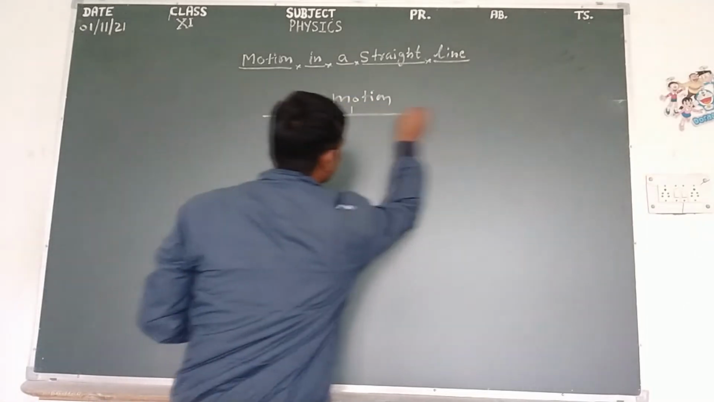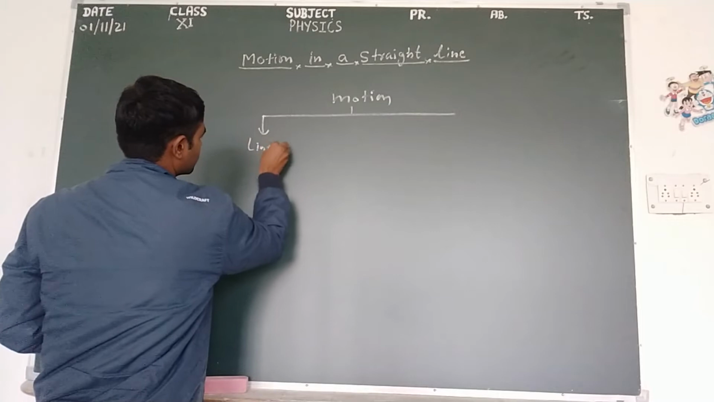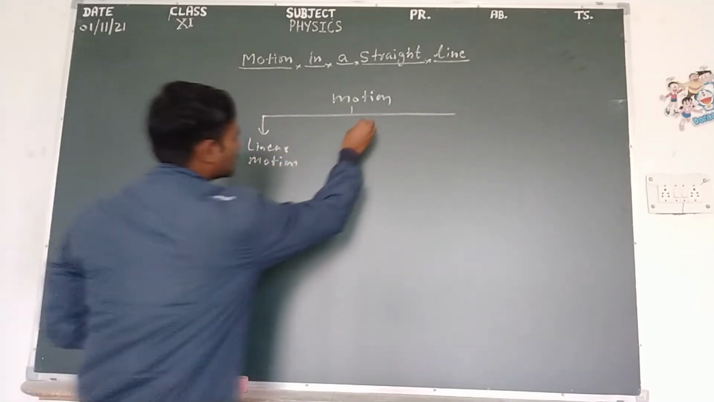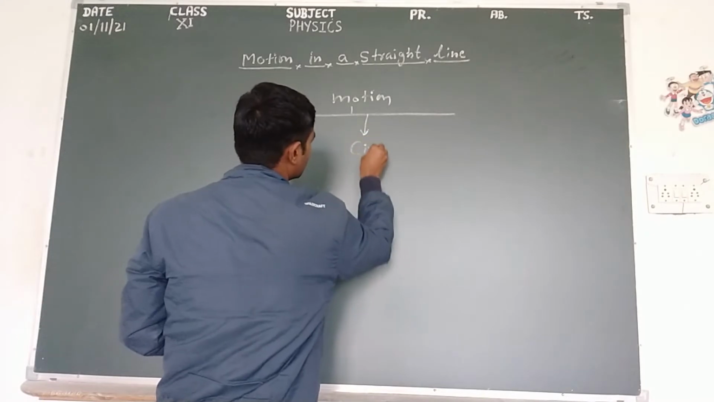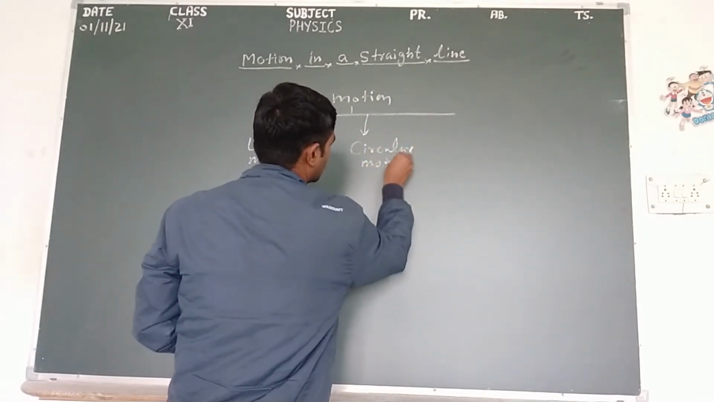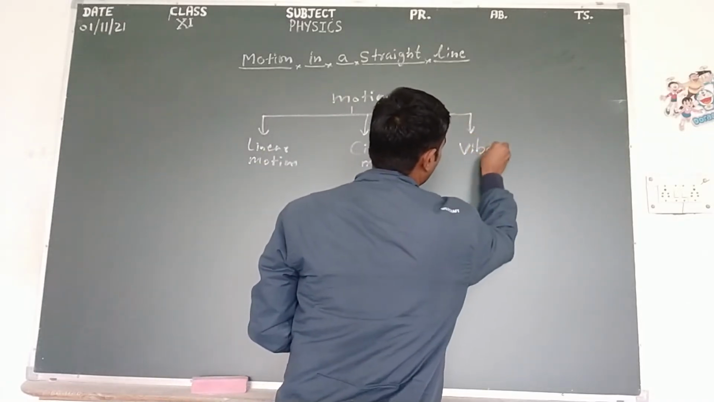First is linear motion, and second is circular motion, and third is vibratory motion.